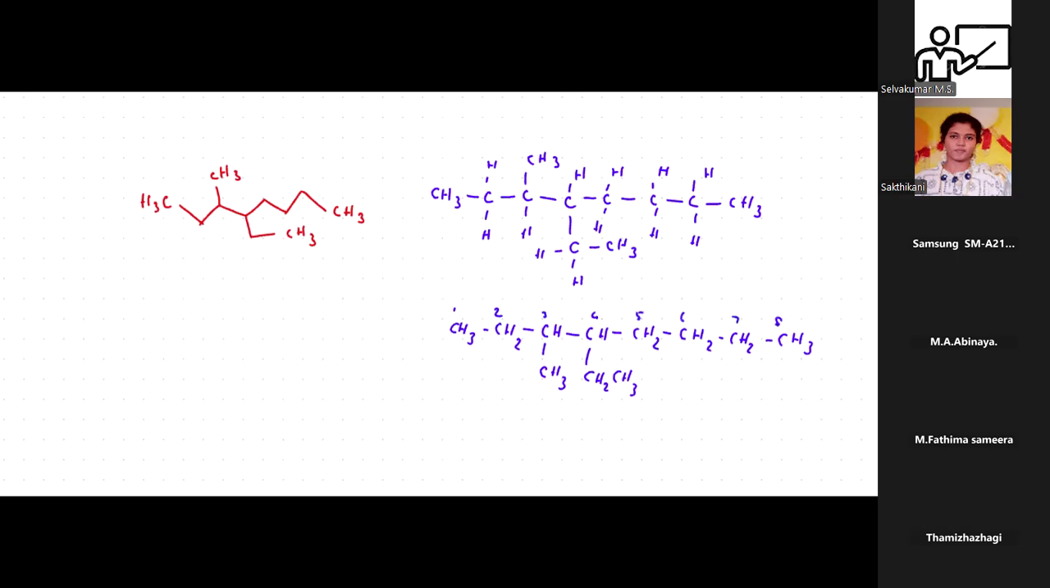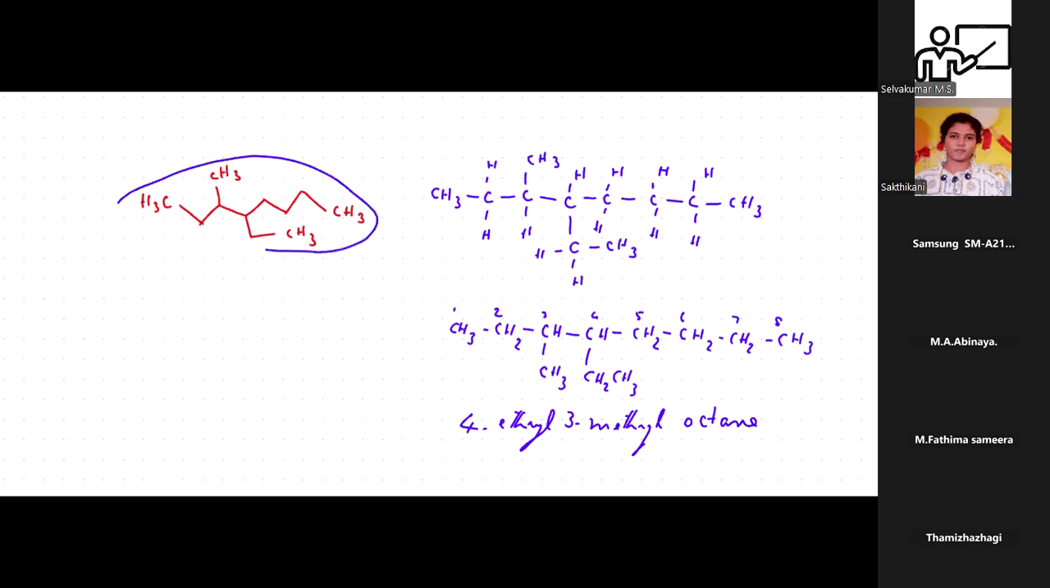So in the third position, a methyl group is attached. And in the fourth position, an ethyl group is attached. So ethyl, methyl, alphabetical order. Therefore, 4 ethyl, ethyl comes first, then 3 methyl. So the substituents are named: 4-ethyl and 3-methyl octane. Oct for 8, octane.